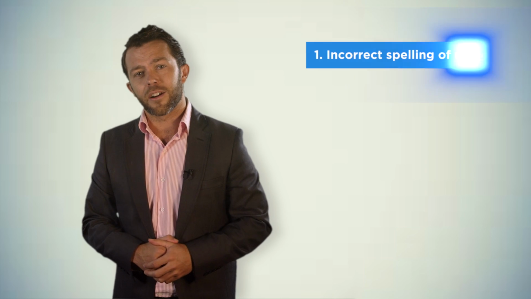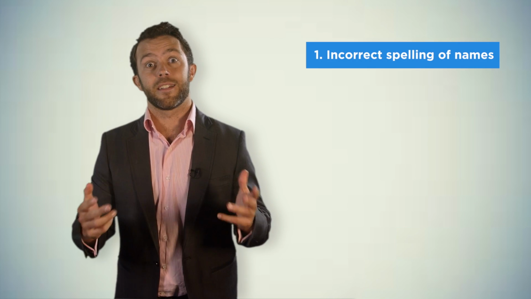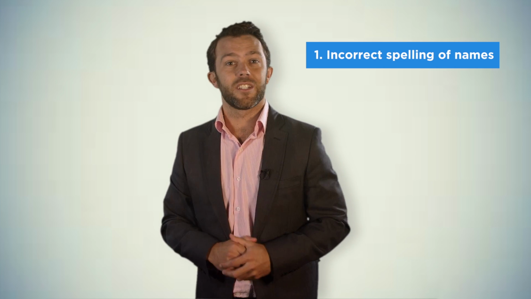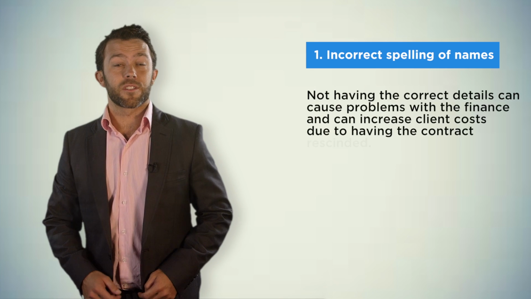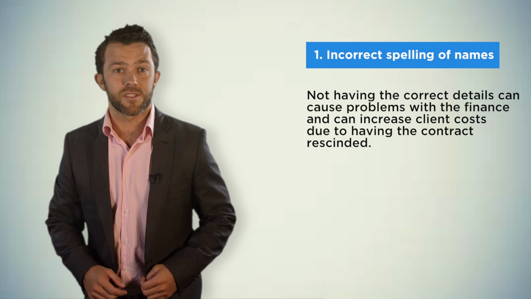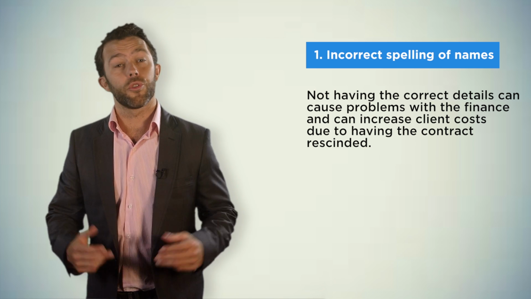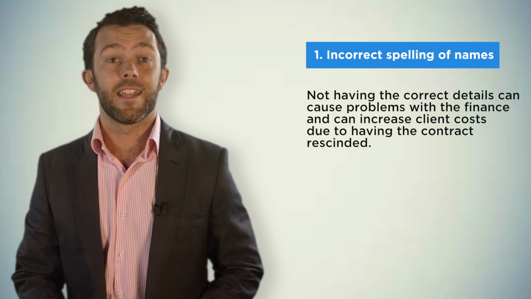The most common error we are still seeing in contracts at the moment is incorrect spelling of party names. This could be avoided through a simple ID check to ensure that not only are the names spelled correctly, but that middle names are also included on the contract. Not having the correct details can cause problems with the finance application and can increase the client's costs through having to rectify the spelling on the contract or having the original contract rescinded and a replacement one entered into. So, get the name right, guys.